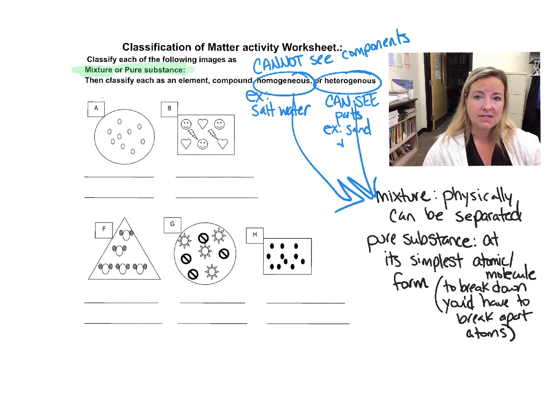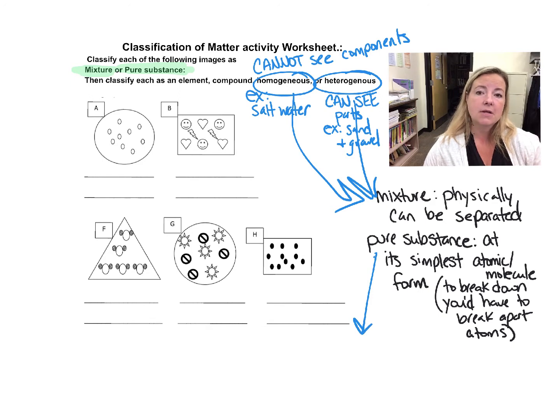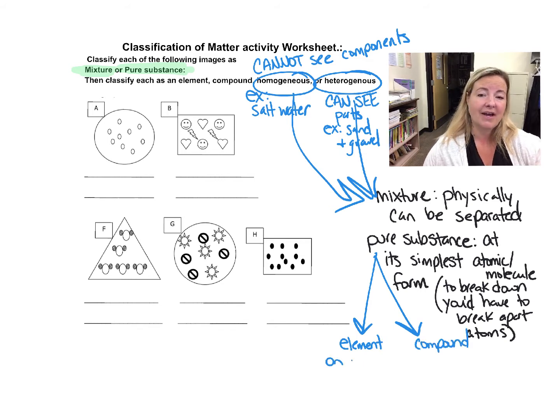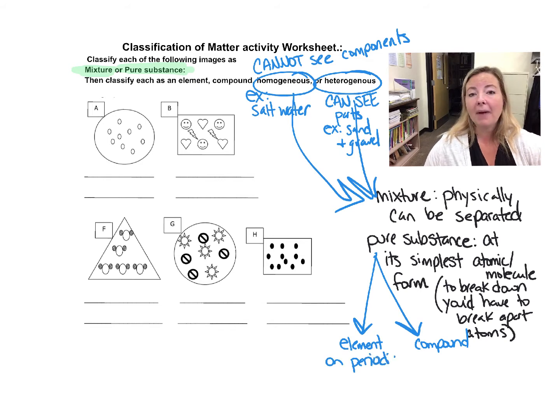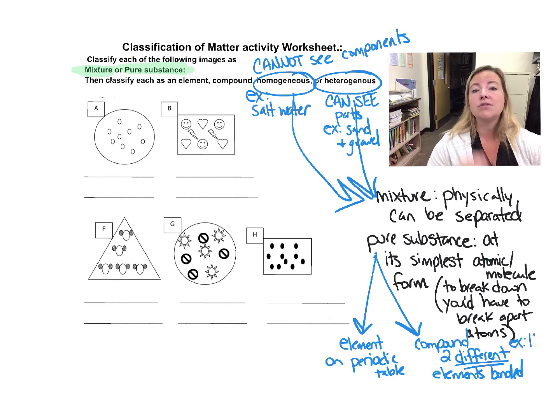Now, a pure substance can be divided into two different types of substances. Pure substances can be classified as an element, which would be found on the periodic table and is in the simplest form, or it can be classified as a compound. Now, a compound is going to be two different elements bonded together and always in the same proportion. So, like water, H2O, there are always two hydrogen atoms bonded to one oxygen atom in water.